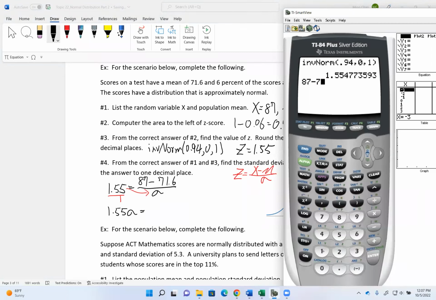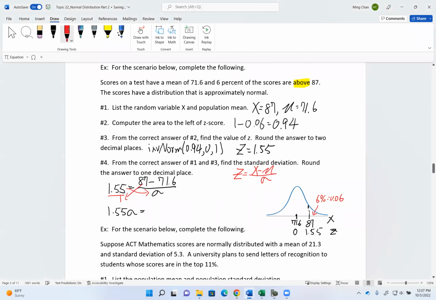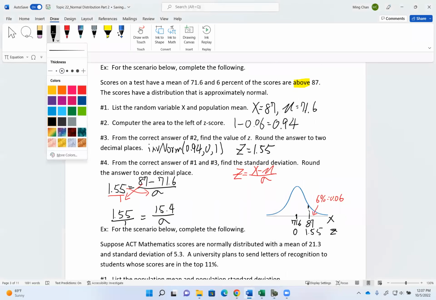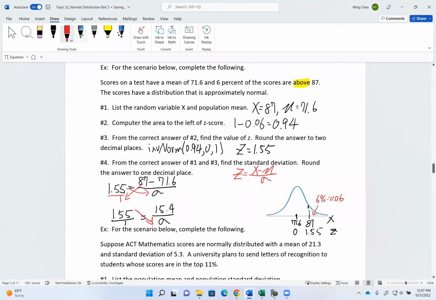87 minus 71.6 is 15.4 up here. 15.4 times 1. Okay. So you know what? I'm gonna write this in a couple of different steps. This is 1.55 over 1 set equal to 15.4 over sigma. All right, so cross product. So that will be 1.55 times sigma set equal to 15.4 times 1. 1.55 sigma equal to 15.4.